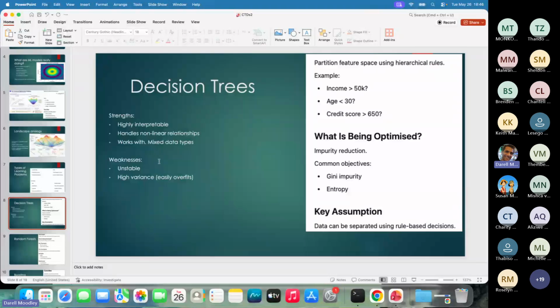All right. Now, what are the strengths of decision trees? Well, if you look at the example on the right, it's easy to understand the rules of why it got to its prediction. Because this person's income was above 50,000 and their age was less than 30, they got a credit score above 650. So it's easy to interpret, based on those rules. It handles non-linear relationships. Now we spoke about linear and non-linear data earlier on, I think it was like slide 3.